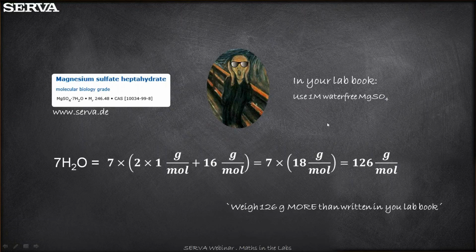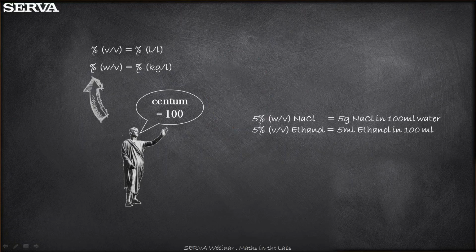Talking about lab books, very often you find in protocols that solutions are described as percentage v/v and percentage w/v. So what does that mean? V means volume and W means weight. The percentage in front indicates automatically that it refers to 100. This is the word centum in Latin. That's where it comes from.